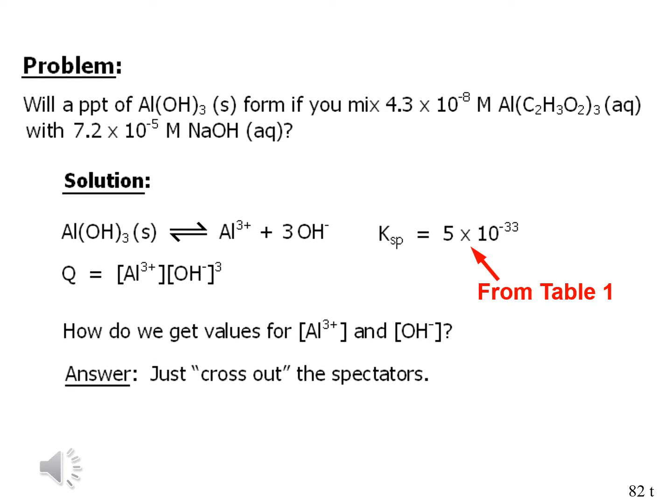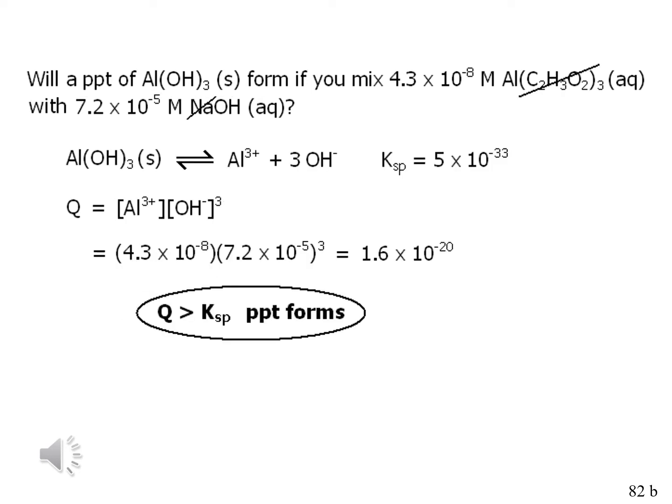If you look at which ones are the spectators, the spectator in aluminum acetate is going to be acetate because aluminum is in the precipitate, and the spectator for sodium hydroxide is going to be sodium because hydroxide is the one that's in the precipitate. So if you just cross out those two spectators and use the numbers directly from the problem, you plug them in, cube the OH, and you find out that Q is greater than KSP, so a precipitate forms.